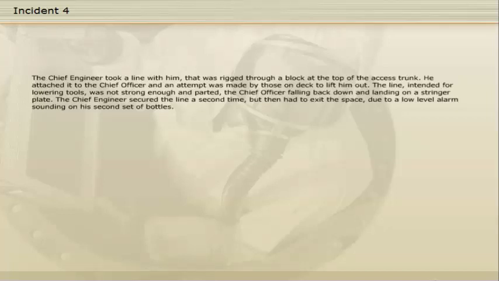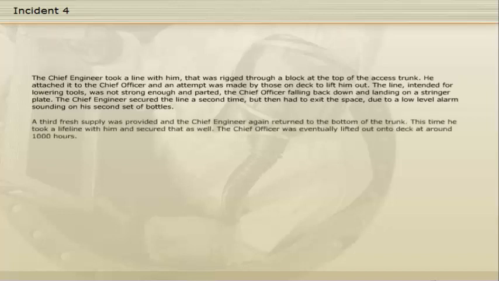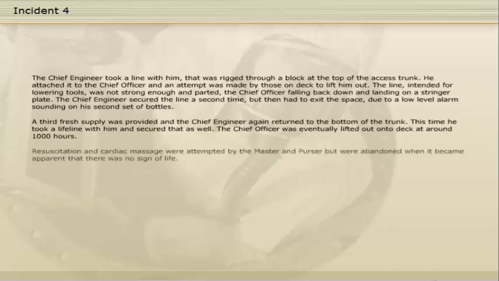The chief engineer secured the line a second time, but then had to exit the space due to a low-level alarm sounding on his second set of bottles. A third fresh supply was provided, and the chief engineer again returned to the bottom of the trunk. This time he took a lifeline with him and secured that as well. The chief officer was eventually lifted out onto deck at around 1000 hours. Resuscitation and cardiac massage were attempted by the master and purser, but were abandoned when it became apparent that there was no sign of life.